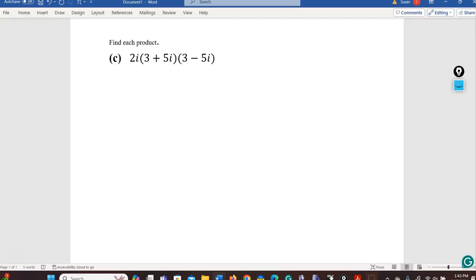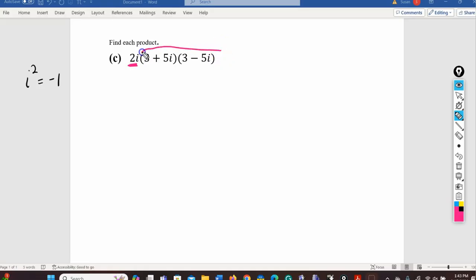All right, so again, we want to remember that i squared is equal to negative 1. What I would do is leave this on the outside and do this foiling first. That's what I would do. So I'm going to leave the 2i on the outside.